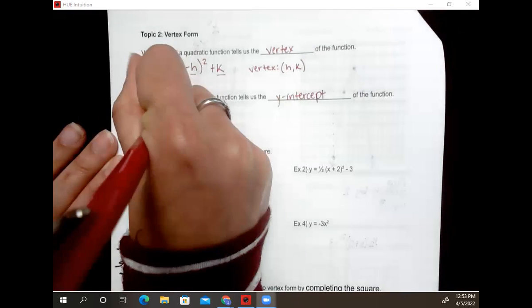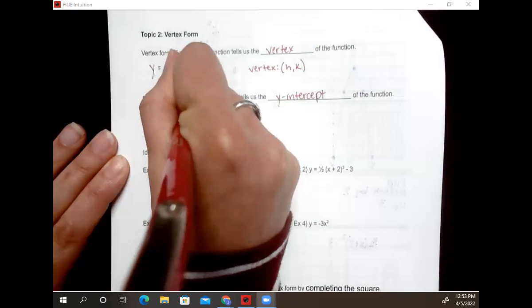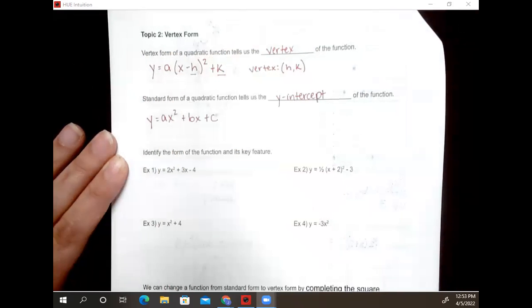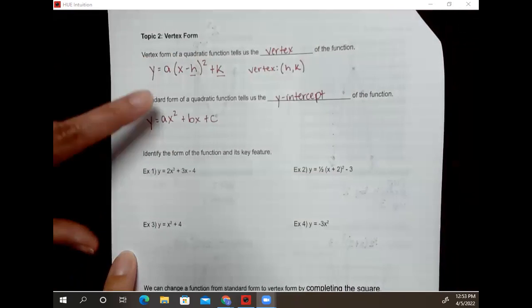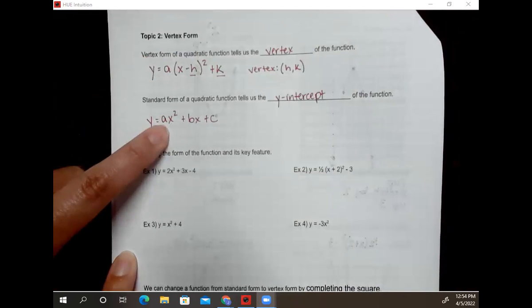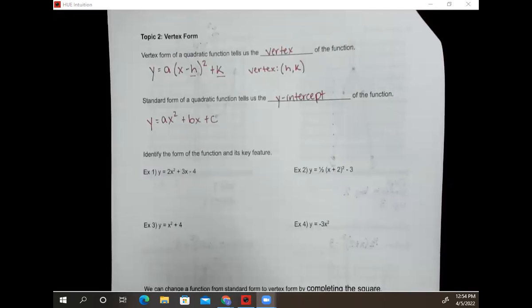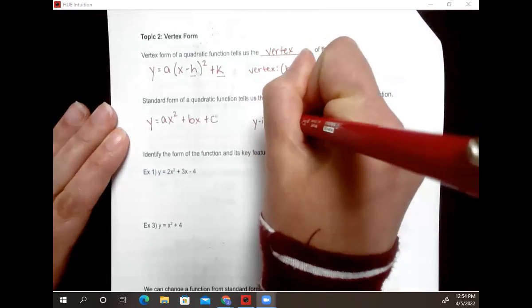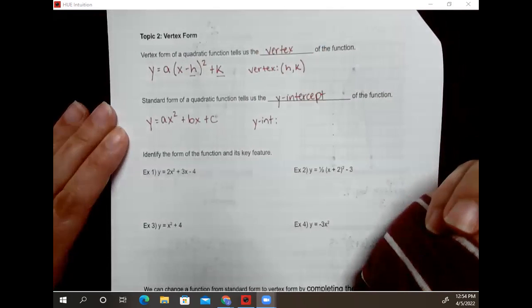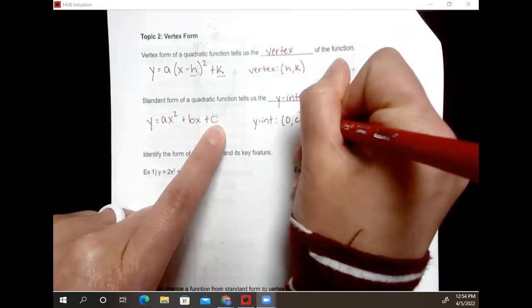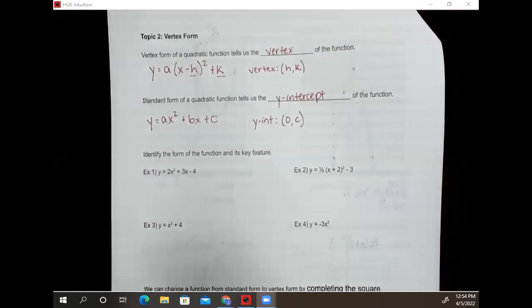Our most generic standard form is y equals ax squared plus bx plus c. The a here is the same as the a here. So if this is -2, this is also -2. It's the same value. And then where do I look to see my y-intercept? Look at c. Yeah, my y-intercept would be 0, comma c. Whatever that c value is, that's my y-intercept.